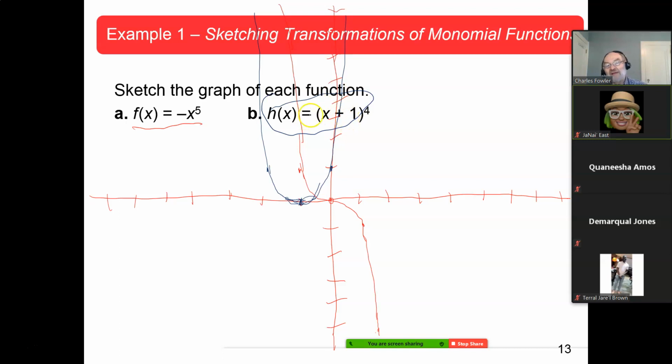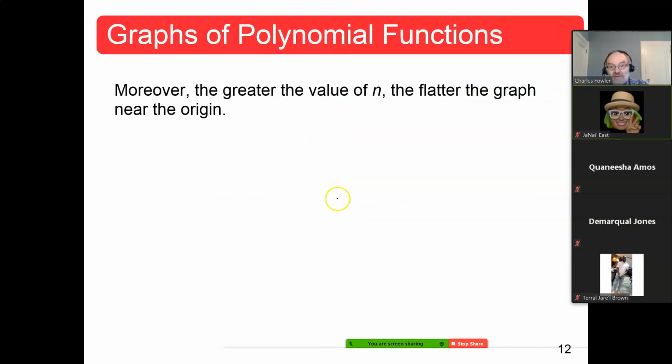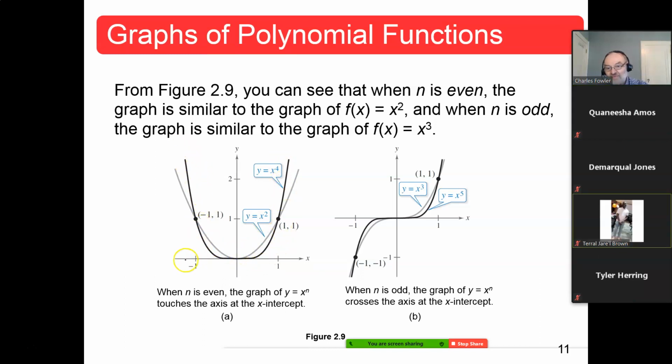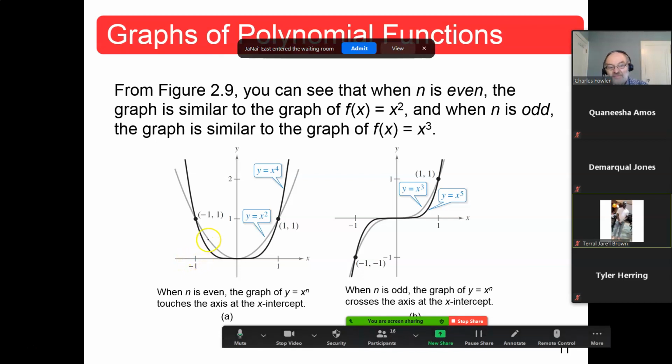Horizontal shift to the left one, and then it's a lot like this function here. See, I'm not quite as flat as they are, and so it goes up here, but shifted one to the left because of that horizontal shift.